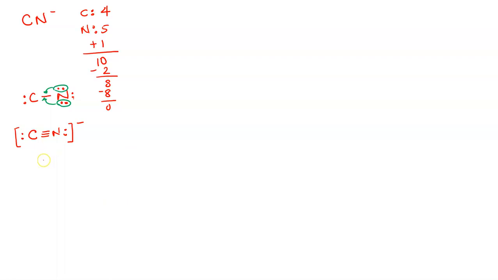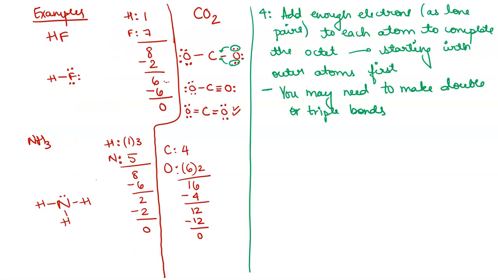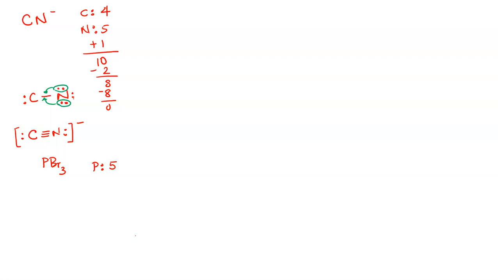Let us do PBr3. Pause the video, try it out on your own first, and then we'll come back and do it together. Okay, so phosphorus has 5 valence electrons. Bromine has 7. And there are 3 bromines, so it'll be 3 times 7. So that's 3 times 7 is 21 plus 5 is 26 valence electrons, right?